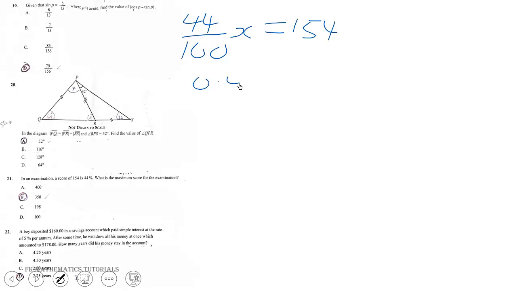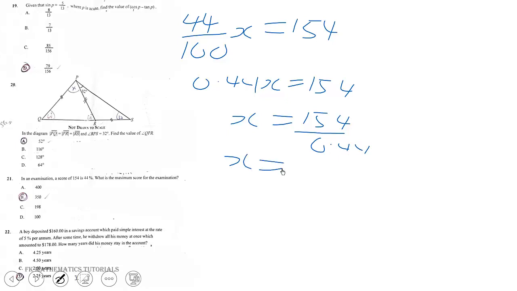So 0.44x equals 154. So x will be equal to 154 over 0.44, and that will give us 350. So the maximum score of the examination is 350.